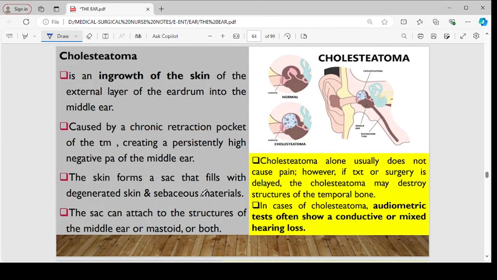Cholesteatoma is another condition of the middle ear, and it is a growth of the skin of the external ear and of the drum into the middle ear. This is normally caused by a chronic retraction pocket of the tympanic membrane, creating a persistently high negative pressure in the middle ear. The skin forms a sac that fills with degenerated skin and sebaceous materials.